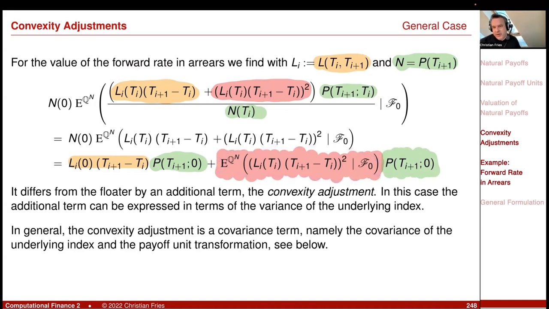So if it would be normal, yeah, you see there is a sigma squared popping out. So a variance term, or actually you could also say a covariance term. It's the covariance between L and L itself. So like our quanto adjustment, paying in the different currency, here paying at a different time creates this additional term, which we call convexity adjustment.